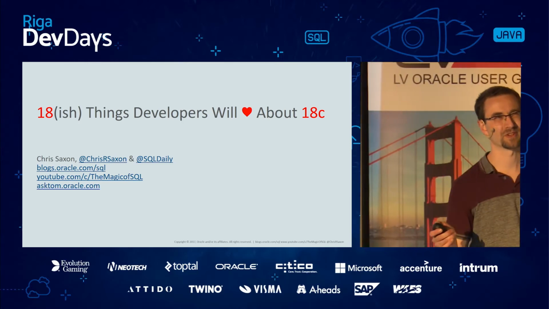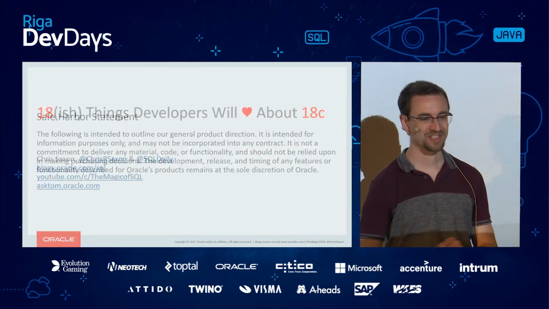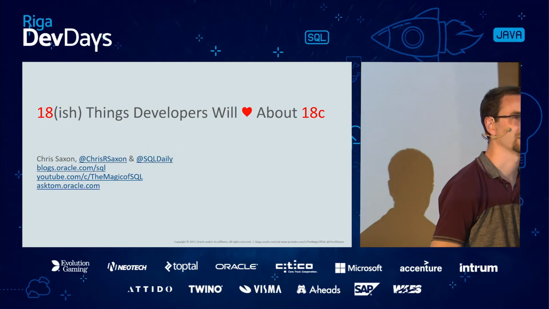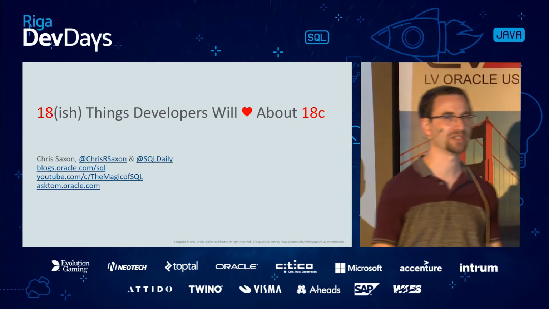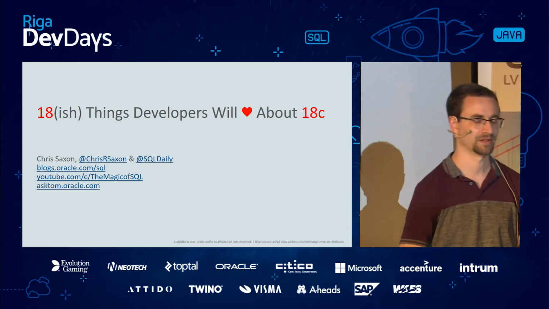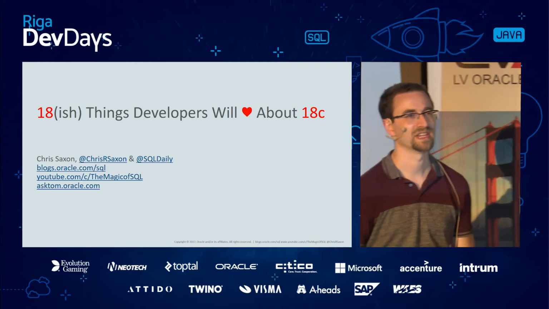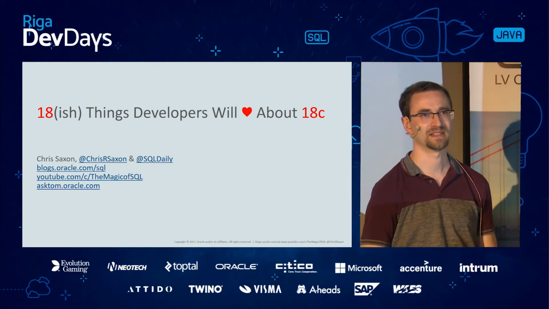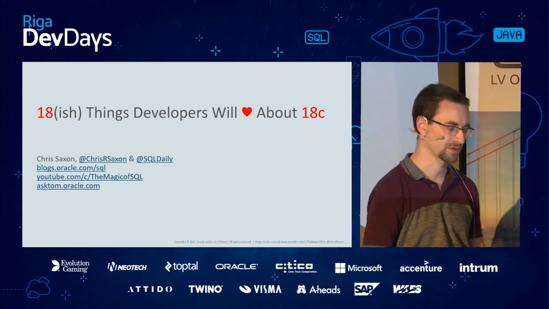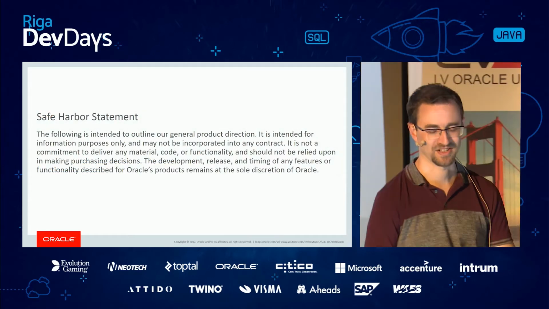I don't want to hold you too long because I'm between you and beer. So I'm Chris Saxon. I'm part of Stephen Feuerstein's Oracle Developer Advocate team. It's my job to help you get the best out of Oracle Database and hopefully have a little bit of fun whilst doing so. So with that in mind, I'm going to be talking about some of the cool new things that are in Oracle Database 18c to help you build better, faster Oracle Database applications. Standard disclaimer before we begin, let's get started.